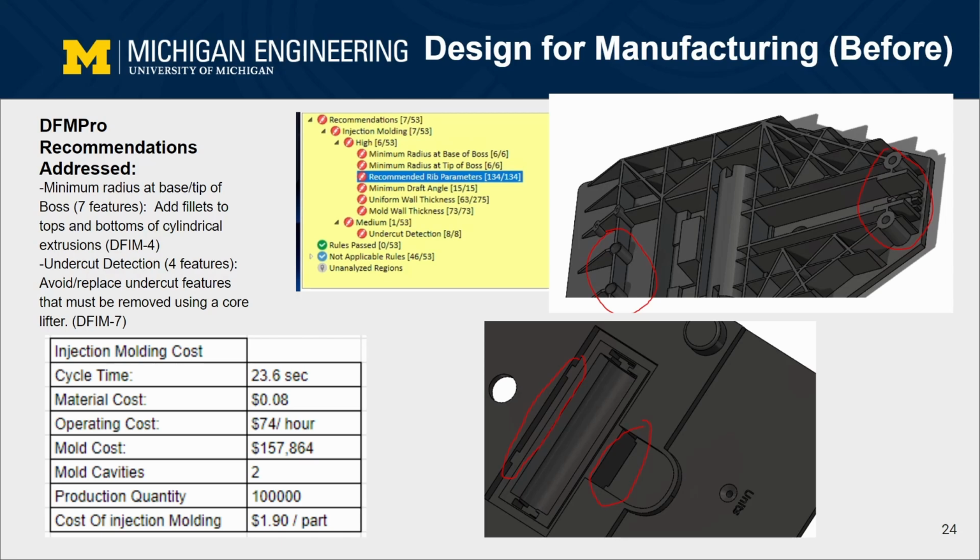When using DfM Pro, we chose the suggestions minimum radius at base of boss, minimum radius at tip of boss, and undercut detection. The minimum radius parameter asks us to use smooth contours and to fillet edges of cylindrical features at the top and bottom of the base. The undercut detection parameter asks us to avoid or replace undercut features that require a core lifter to remove.